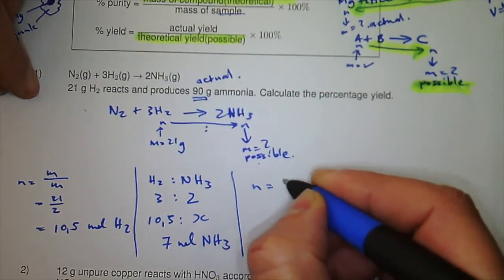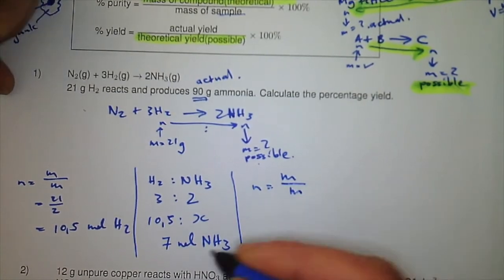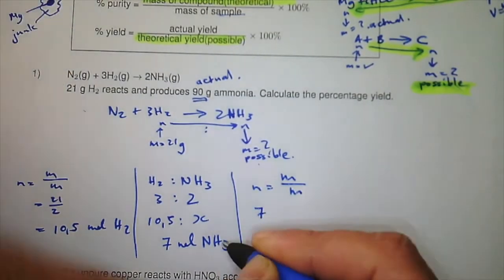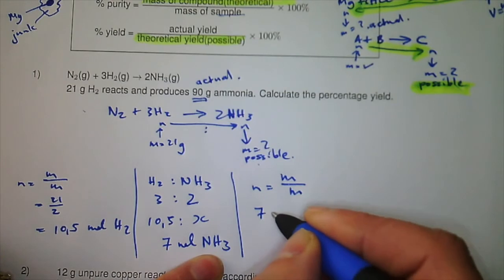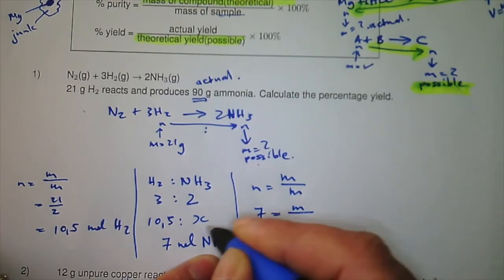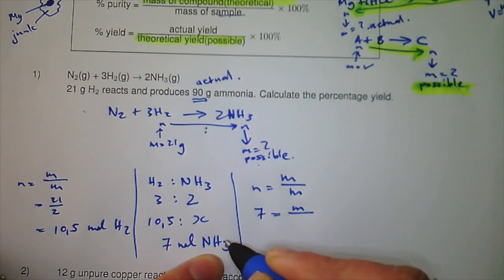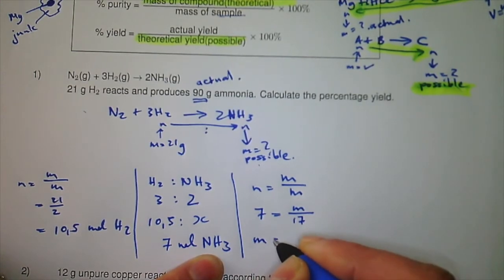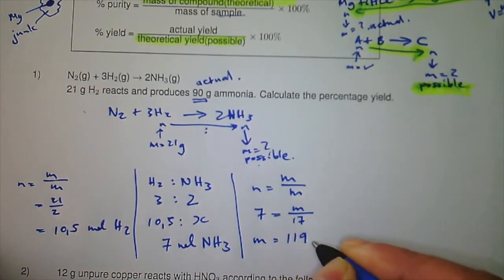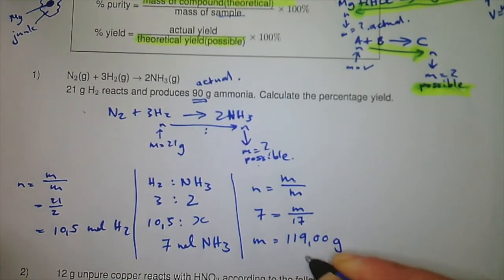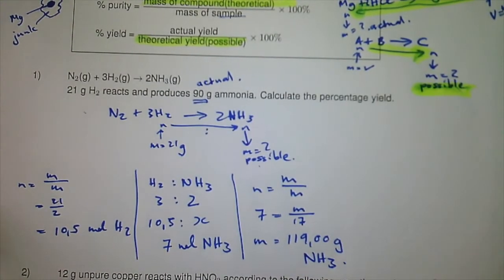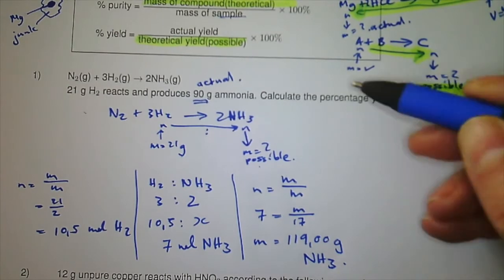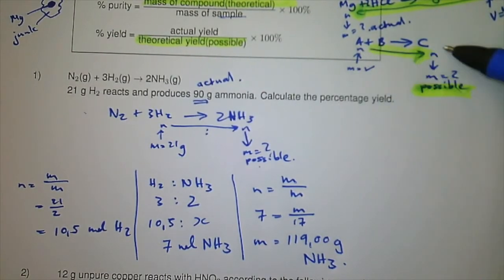So once again, n equals m over M. The moles now, that 7 is for ammonia. So the molar mass that I need is for ammonia, 14 and 3 giving you 17, and that will give you a mass of 119,00 grams of ammonia. And that was what was possible. I've worked from left to right and I've worked out what is possible.